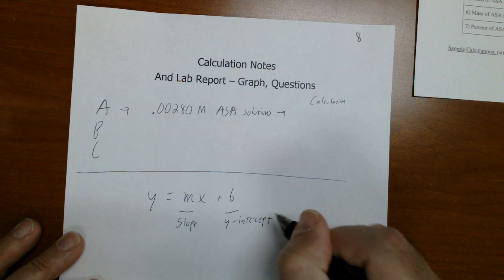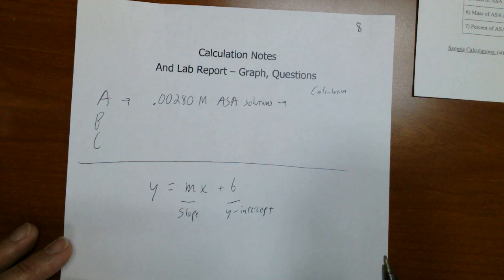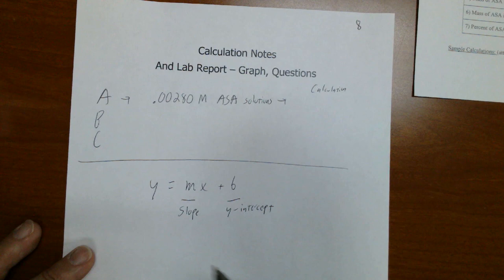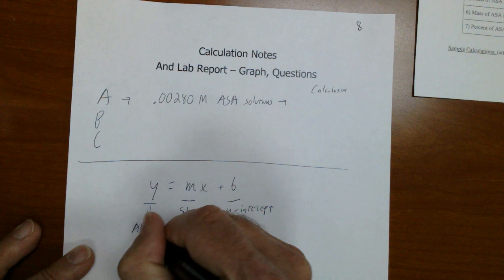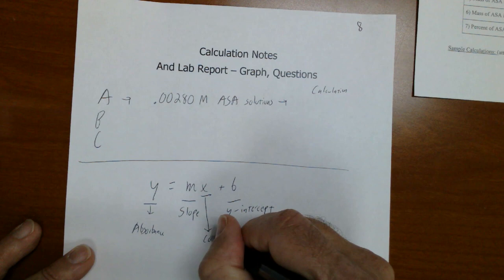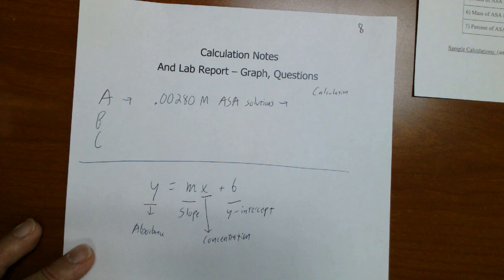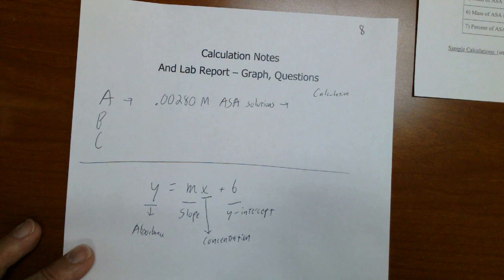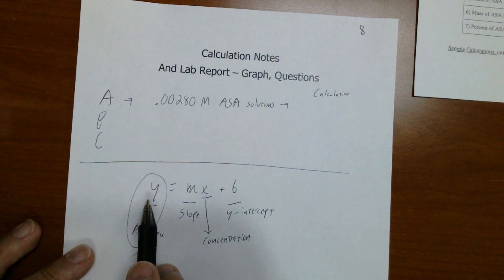And you're going to use your data for absorbance to figure out the concentration of your ASA sample that you're analyzing. Okay, so the y-value is actually the absorbance value, and the x-value is your concentration. After I run the calibration curve, I'm going to run the absorbance of the sample, and I'll show it on the instrument, and you need to record that absorbance. Okay. And then you're going to plug that into the y value of this equation and solve for x.